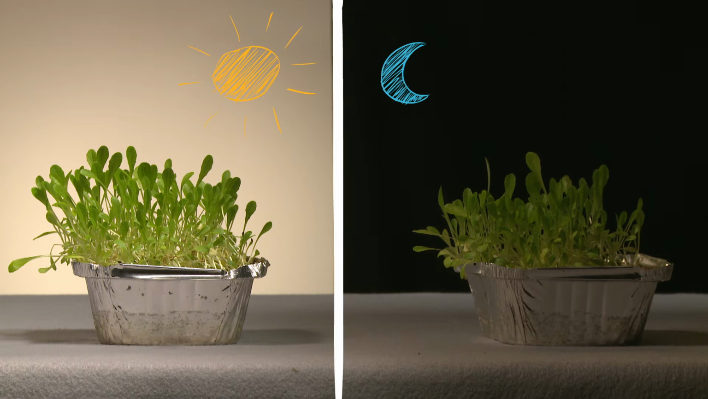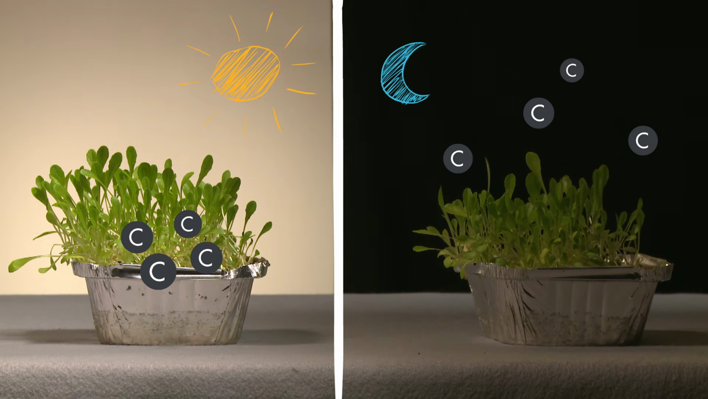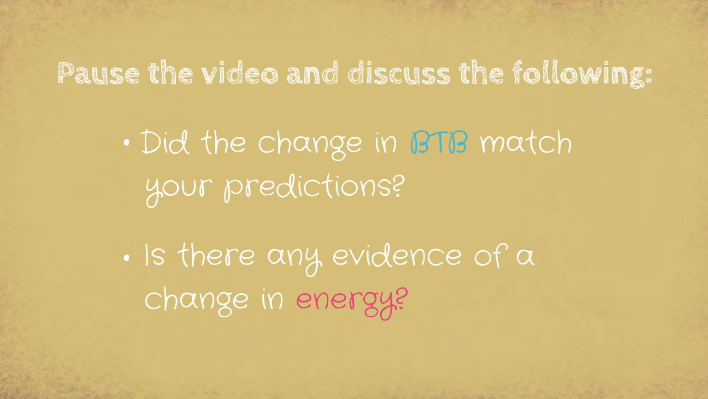It's pretty weird. We sure don't breathe differently just because someone turns out the lights, but that's what the plants are doing. Yeah, think about those carbon atoms. It looks like they're going into the plant when the lights are on and coming out of the plant when the lights are off. Let's pause here while you discuss the results of the light and dark investigations.